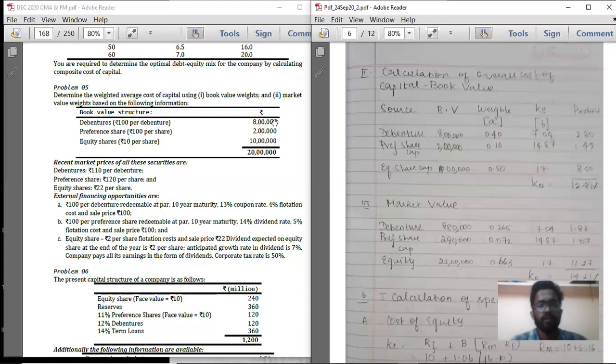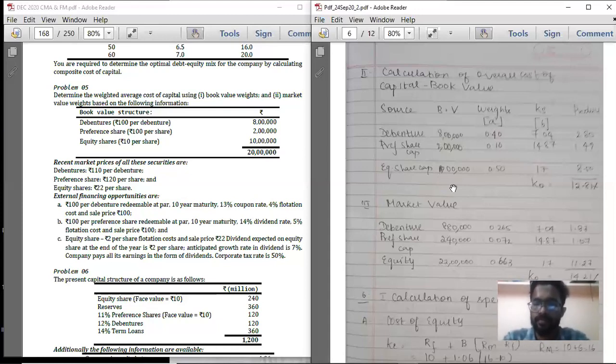Now copy the book value weights, all 3 weights. What is the book value weight of debentures? 8 lakhs, preference shares 2 lakhs, and equity 10 lakhs. Now total the book value, 8 lakhs plus 2 lakhs plus 10 lakhs. Total it, below that record 20 lakhs.